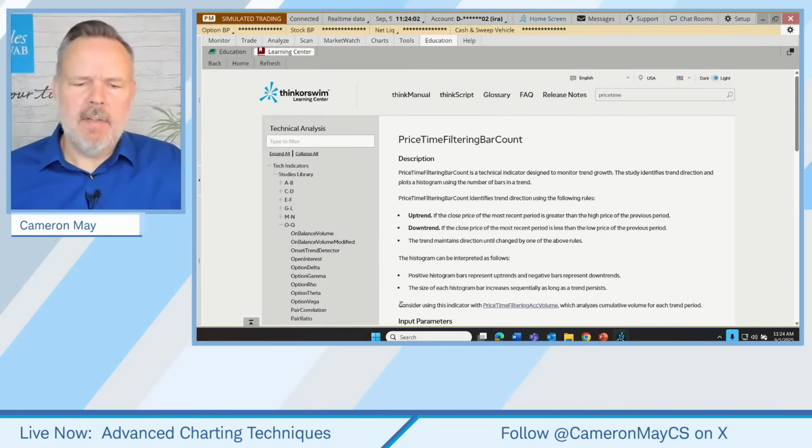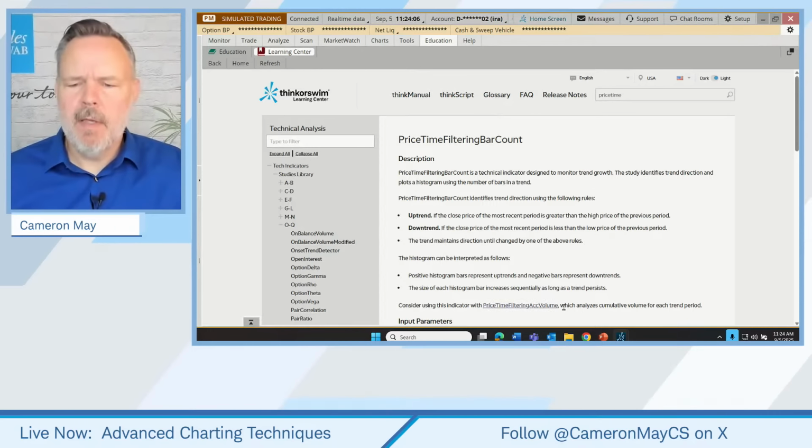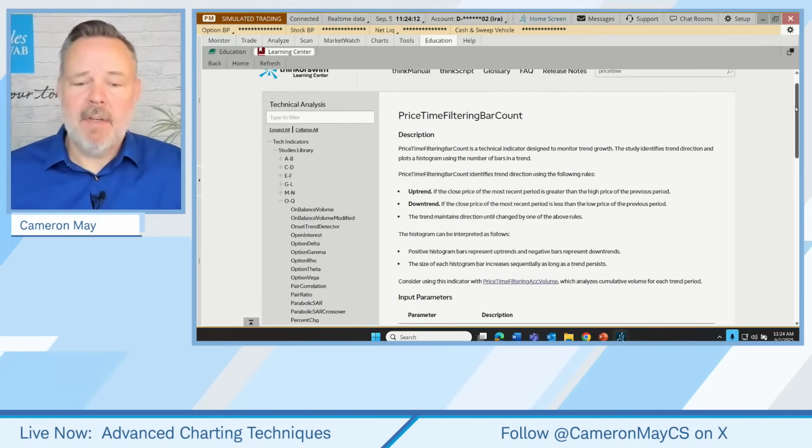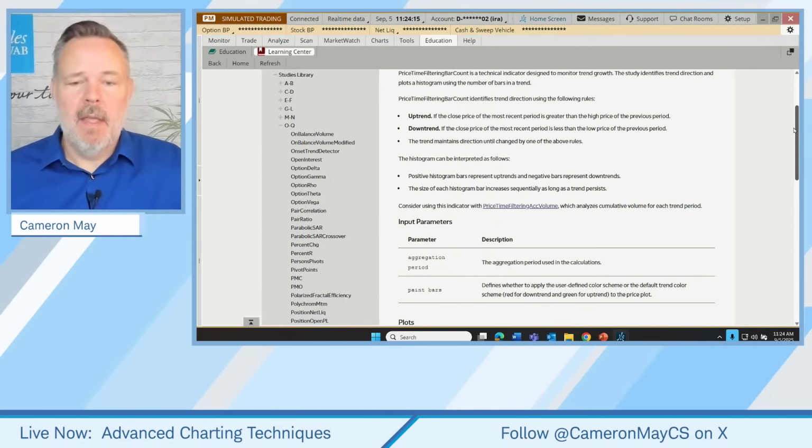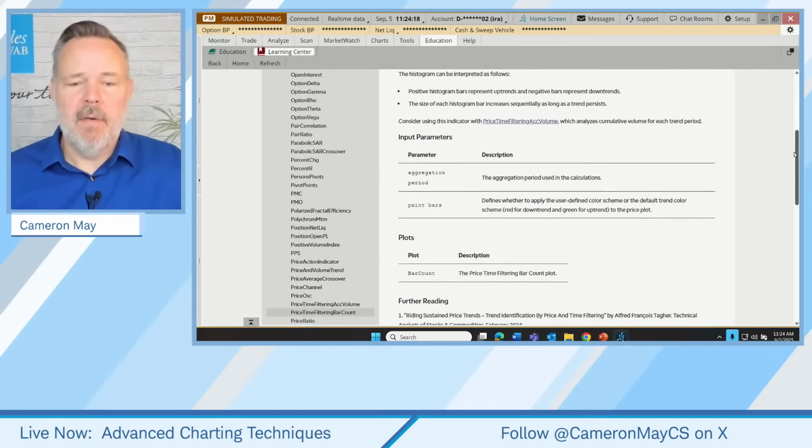Now, there's a suggestion here. Consider using this indicator with price time filtering accumulation volume, which analyzes cumulative volume for each trend period. You can if you want to. I haven't discovered a lot of additional value in that. In any case, let's look down a little bit further.